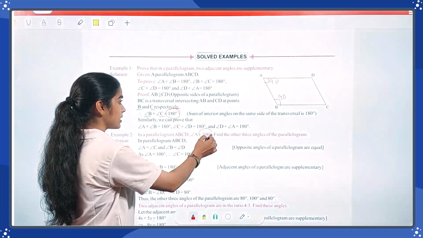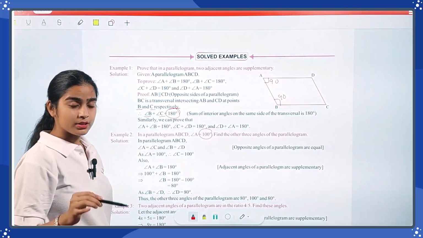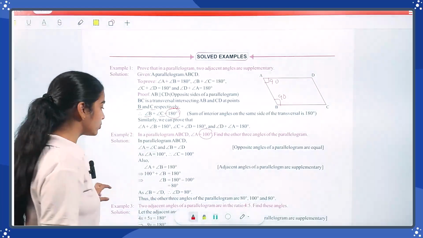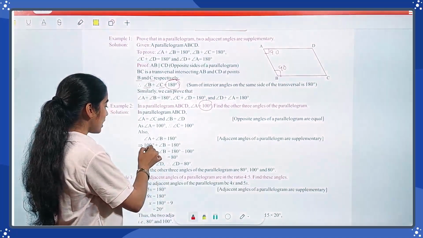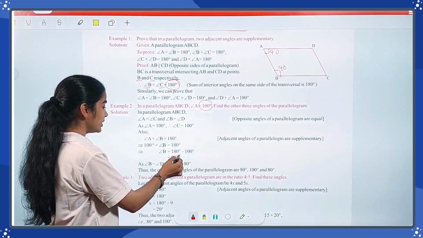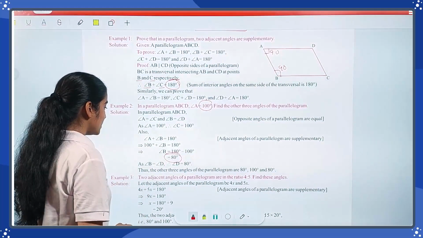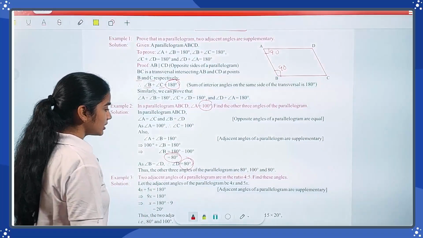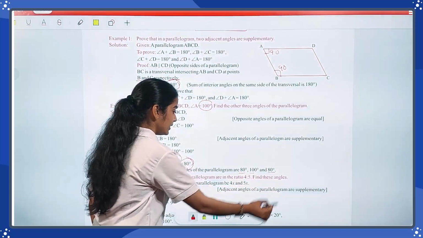If this angle is 100, it means the opposite angle of it is also 100, and the sum of two adjacent angles in a parallelogram is equal to 180 degrees. So 100 plus B is equal to 180 degrees. Angle B is equal to 80, and D is also 80. So the other three angles are 80, 100 and 80.